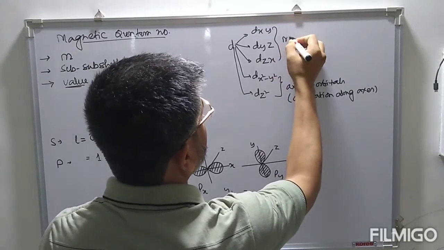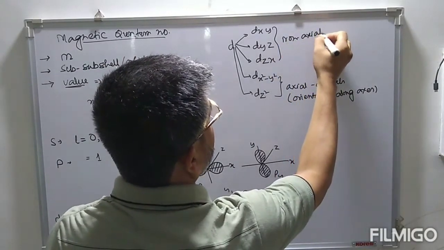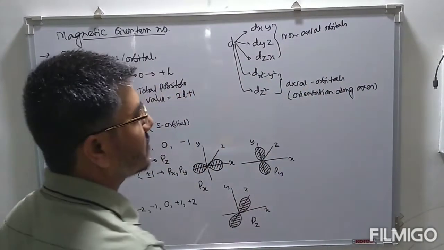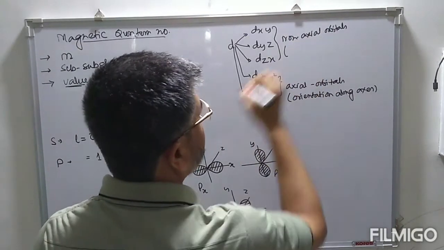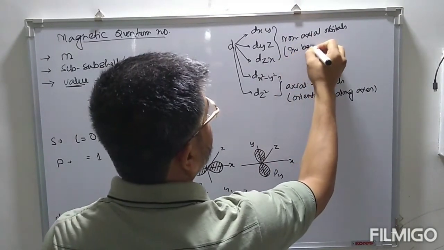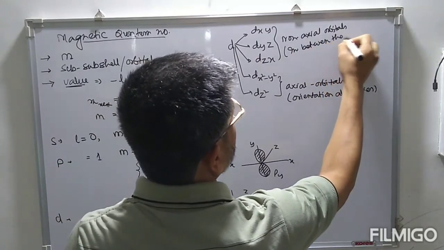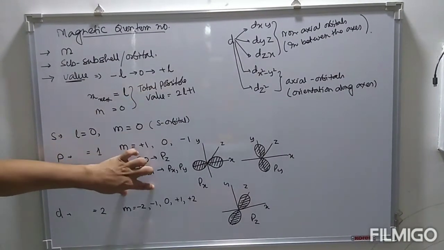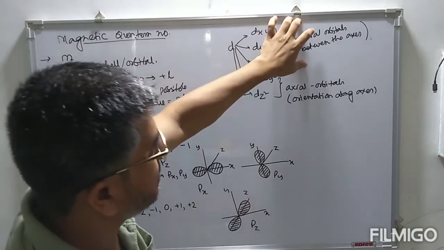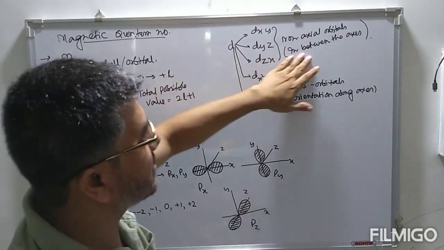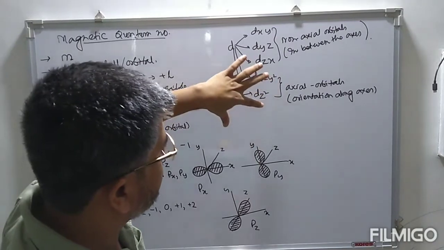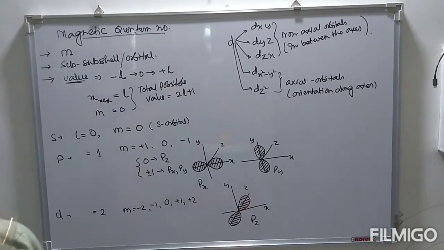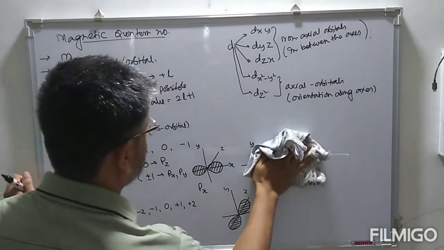These three are known as non-axial orbitals. These non-axial orbitals have orientation in between the axes. So these 5 are classified into 2: non-axial orbitals, in which the orientation is in between the axes; and axial orbitals, with orientation along the axis. So let me draw the shapes of these 5 orbitals.